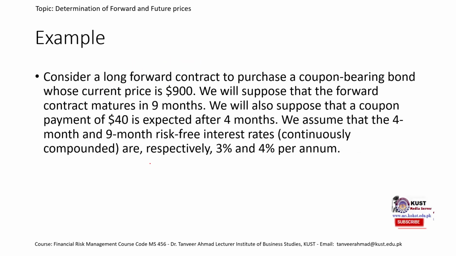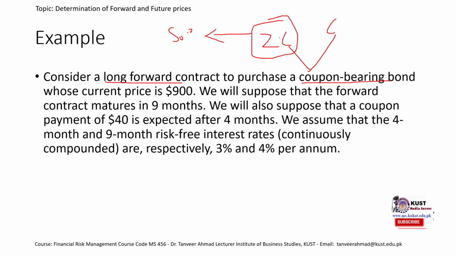So if we move towards the example, consider a long forward contract to purchase a coupon bearing bond. Now when we say coupon bearing bond, we know that there are two types of bond. One is a zero coupon bond and one is a coupon bond. A zero coupon bond does not pay any coupon, and it is a non-income paying investment asset, and the formula we would use is S naught into e raised to power RT.